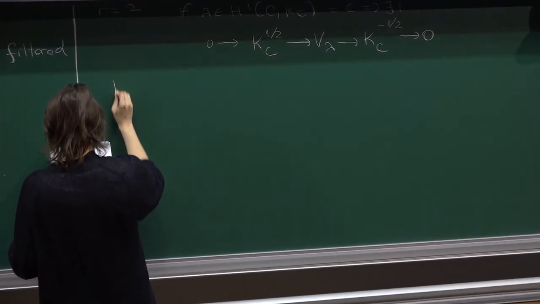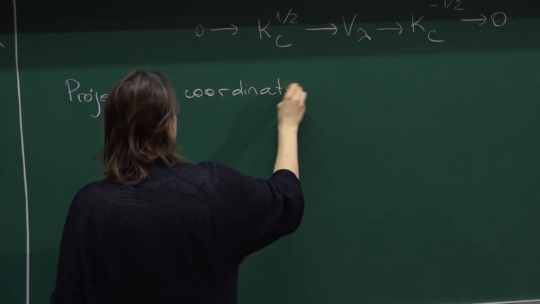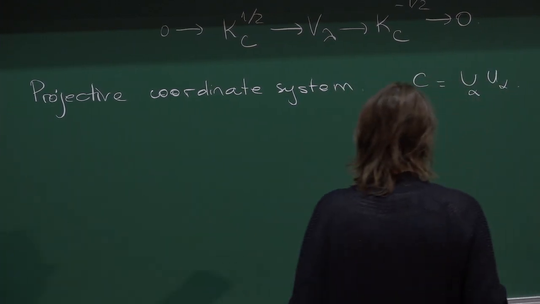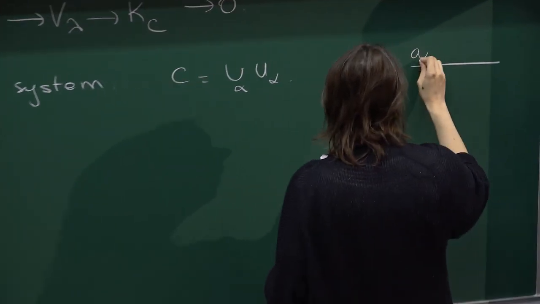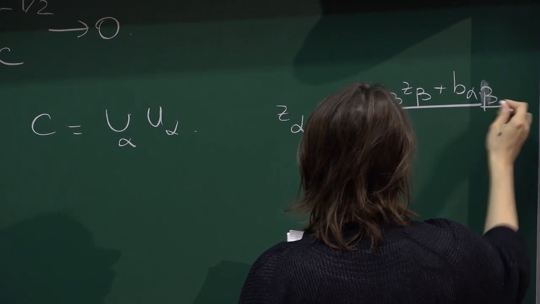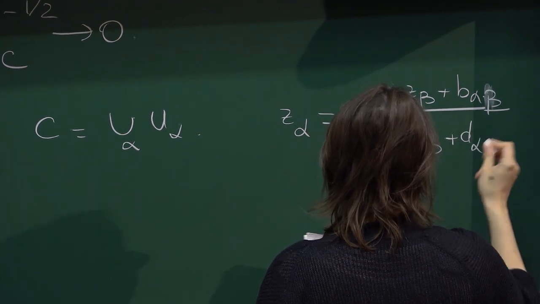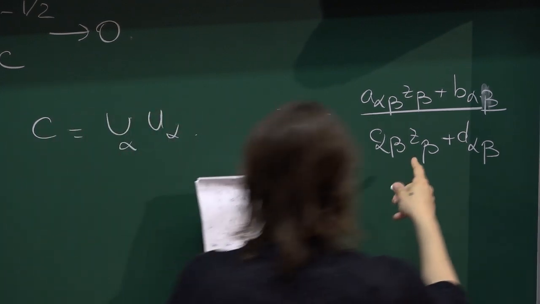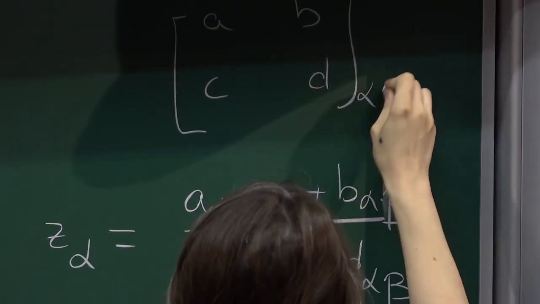I'm going to recall projective coordinate system. So mainly if my Riemann surface decomposes into a union of open sets, then I want the transition functions, these are the coordinates on the open set, to be given by Möbius transformations. And such a projective coordinate system always exists, because, for example, one comes from the universal covering, that is just the upper half plane. And this matrix, say a, b, c, d, I'm asking to be in SL2 of C.